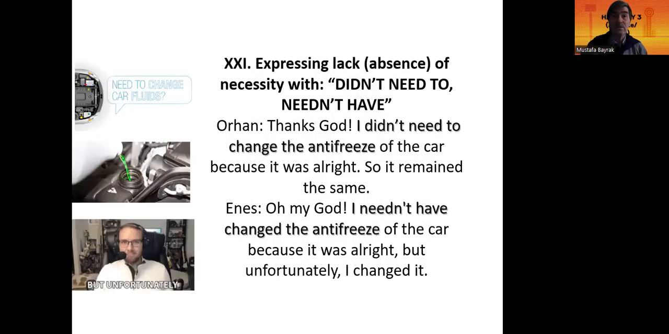Now, what's it about? Roman number 21. Expressing lack, absence of necessity with didn't need to or needn't have. Yes. In fact, this is a complete unit about simple modals, perfect modals. And it will continue. 22 will be about hypothesizing with modal perfect, hypothesizing about the past.